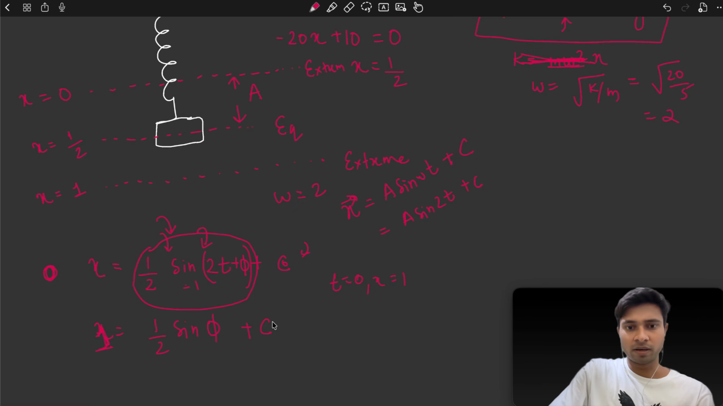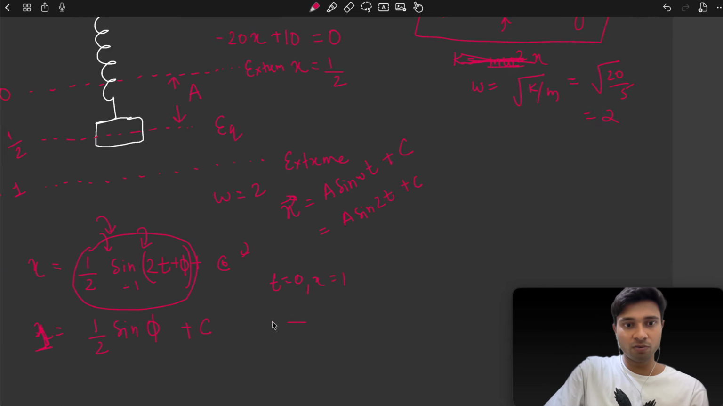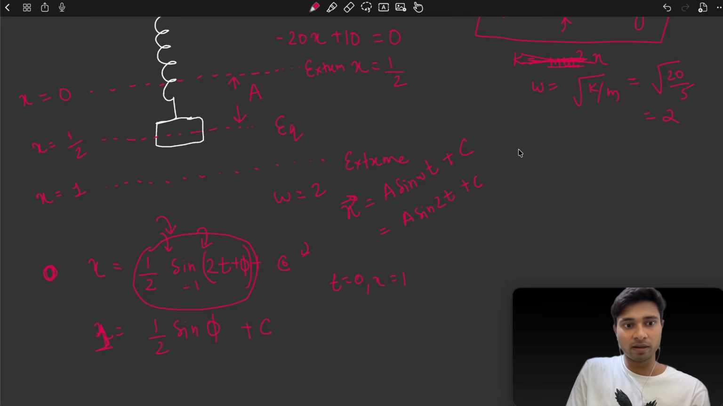Okay, so I think I confused you guys, so I am rewriting it over here. My idea is 1 by 2 sine 2t plus phi plus c. Now I know the minimum value of x should be 0. This SHM is varying from 0 to 1. So x is equal to 0 when this term is minimum. This is constant. The minimum value of this should be minus 1. So minus 1 by 2 plus c should be 0. So c is equal to 1 by 2.